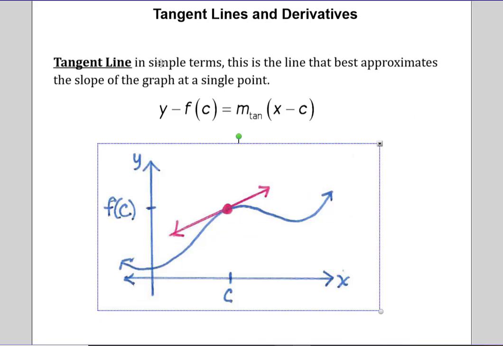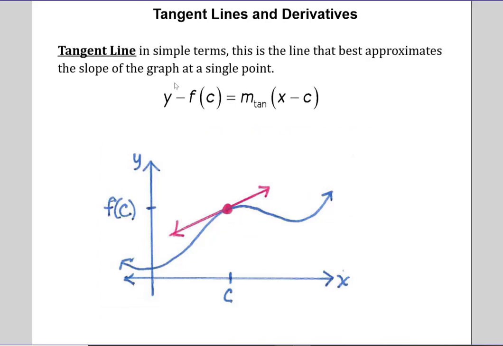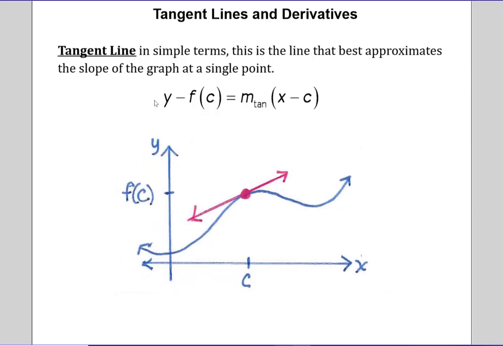Now, a tangent line is different in calculus than what we know as a tangent line from geometry. A tangent line, in simplest terms, is a line that best approximates the slope of the graph at any given single point. And you can see this looks like point slope formula. You're familiar with that from Algebra 2: y2 minus y1 is the slope times x2 minus x1. So point slope form can be used in calculus to find the slope of the tangent line.